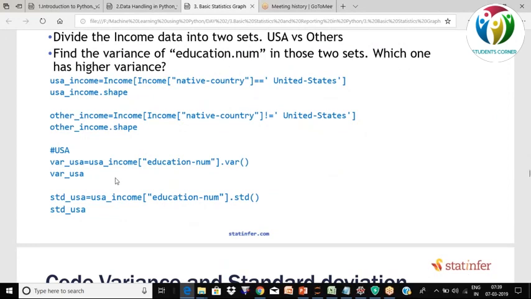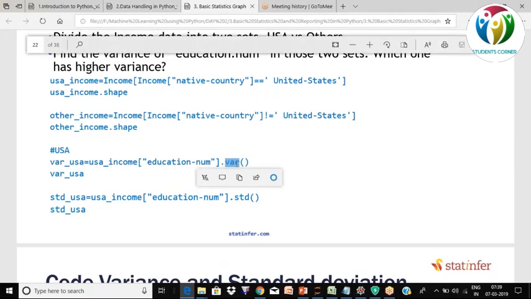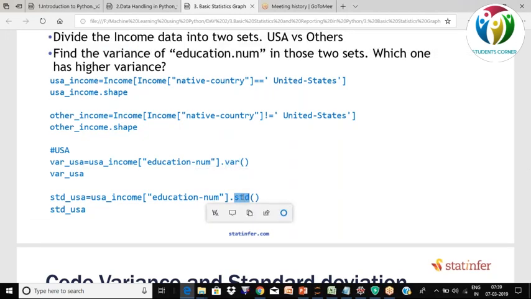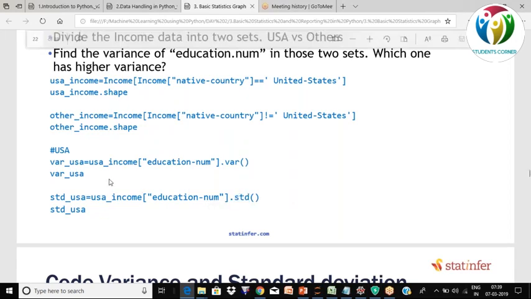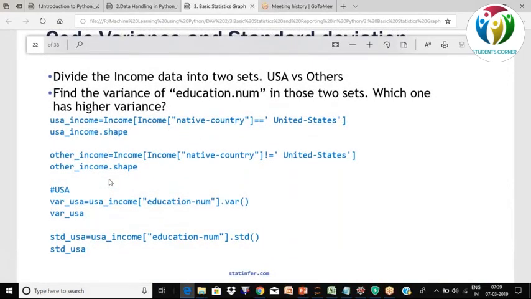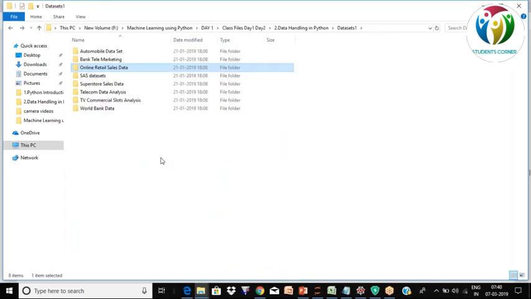Now, how do we do that? Just like we use mean and median, you would use dot var for calculating the variance. STD is for calculating the standard deviation. Can you all try this out? Which data do we want to use? If I go back.